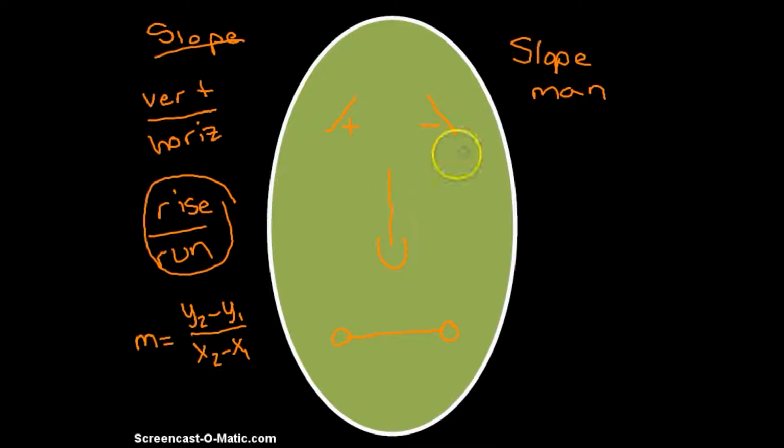Okay, so in recap for slope man, we're looking at our positive slope as our line going up and to the right, and our negative slope is going down and to the right. We read from left to right. Another slope that we'll see today is our undefined slope, our vertical line, and lastly our zero slope, which is our horizontal line.